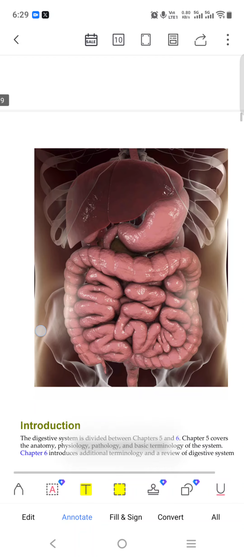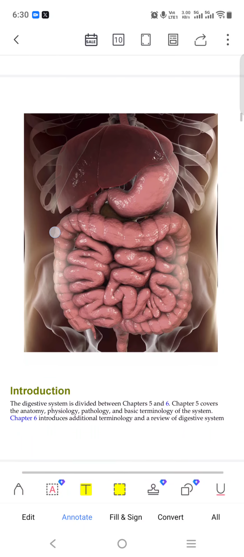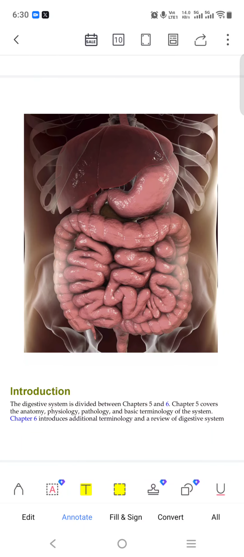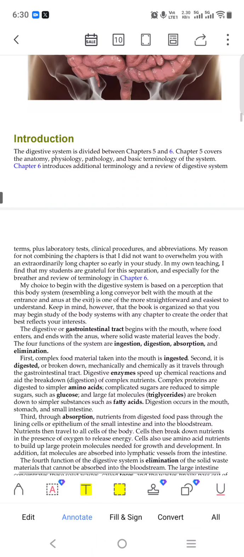This is the structure of our digestive system. Digestive means the process of digesting the food from start to end. So in this everything will be included, like the stomach, the colon, the large intestine, the small intestine, up to the end.